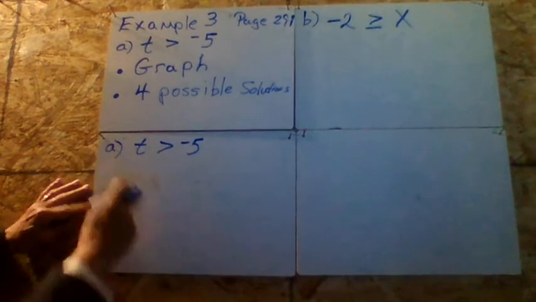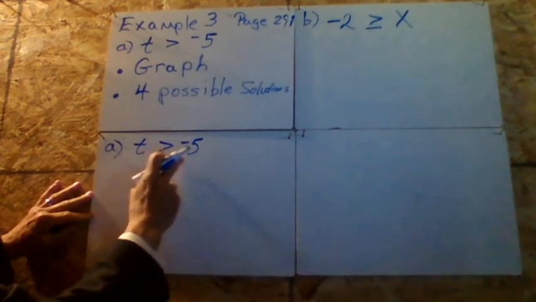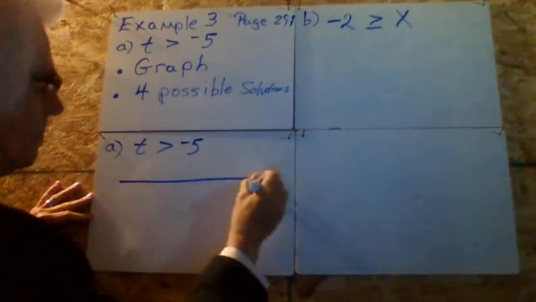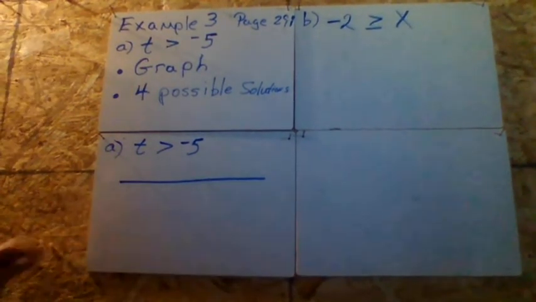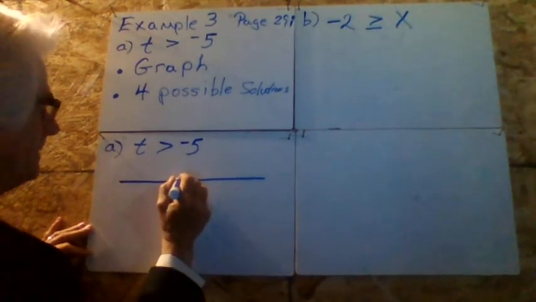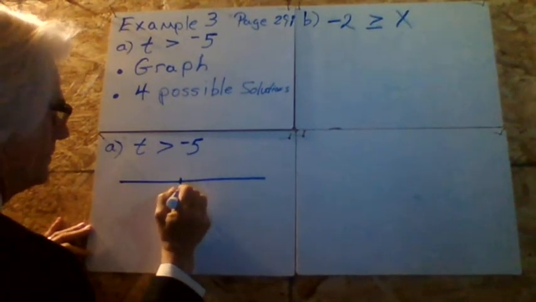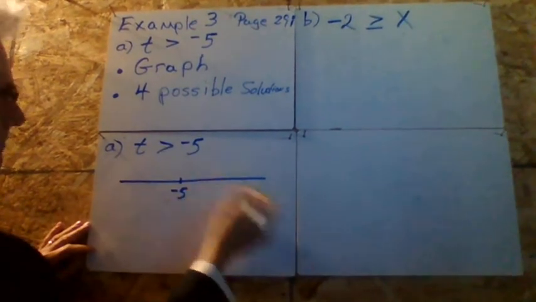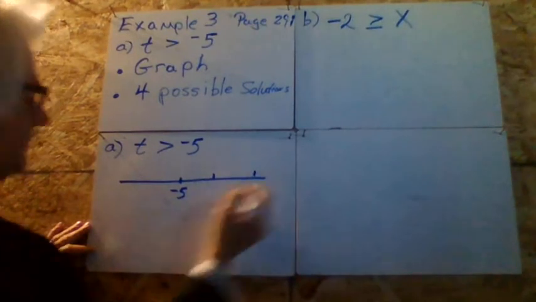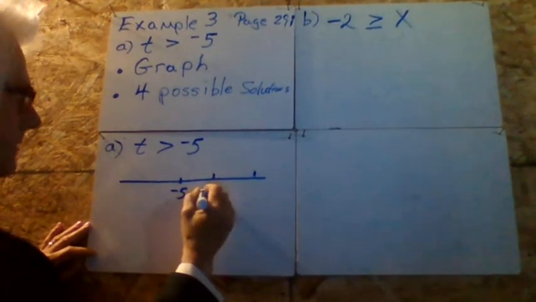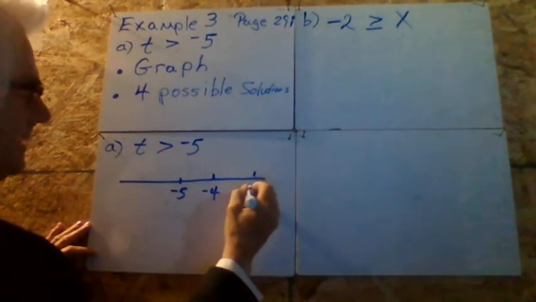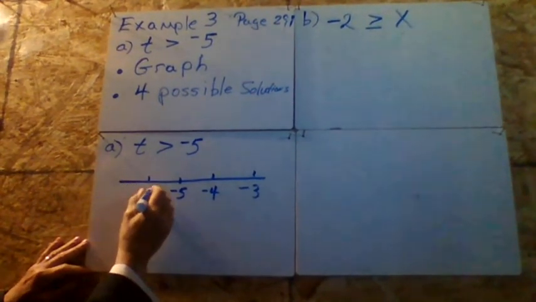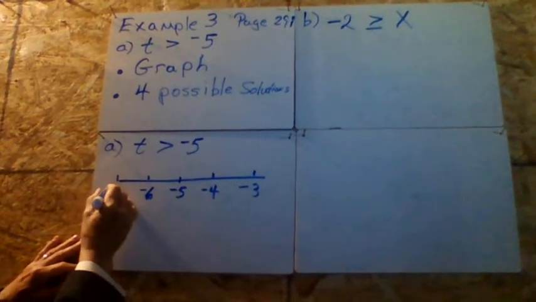So in order to make the graph for t is greater than -5, I draw a number line. And in the middle of my number line, I put the -5 that they've given me. Then I put 2 numbers on each side of it. So getting larger, I would have -4 and -3. Getting smaller, I would have -6 and -7.